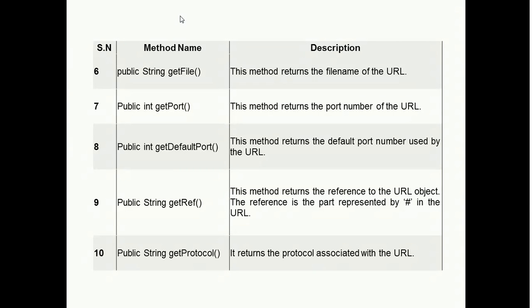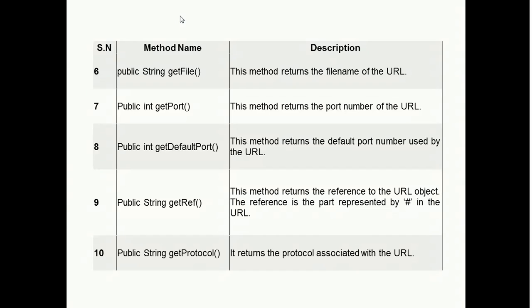Sixth method is getFile. We already discussed the getFile method. This method returns the file name of the URL. Seventh method is getPort. This method returns the port number of the URL. Eighth method is getDefaultPort. This method returns the default port number used by the URL.